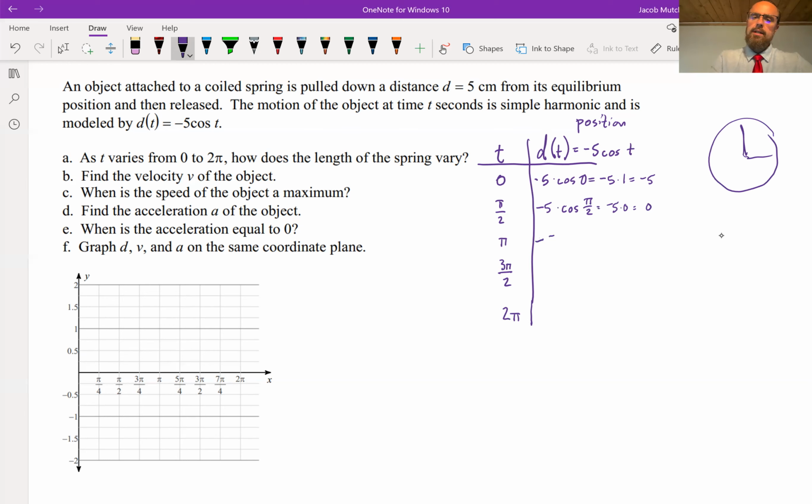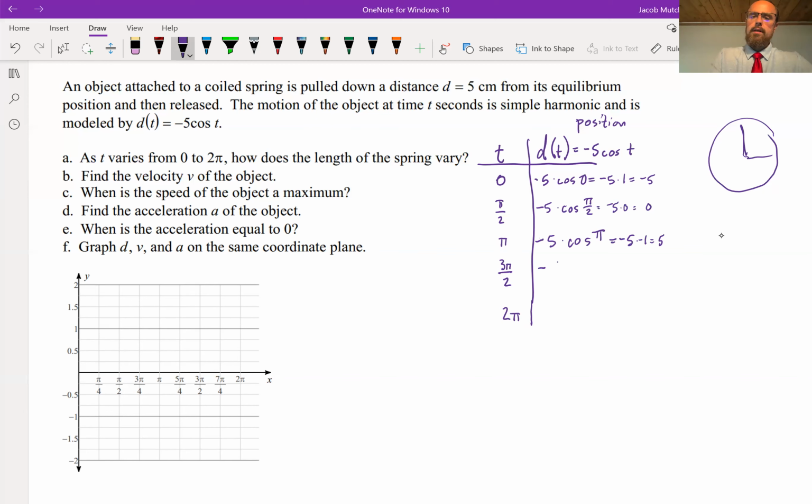At pi seconds, so at 3.14 seconds, it's -5 times cosine pi. Cosine at pi is -1, so that's -5 times -1, that's +5. So at that point, the object has gone from time 0 below, hit equilibrium, and now it's above equilibrium at a position 5 centimeters above it.